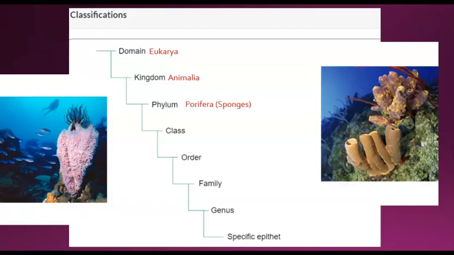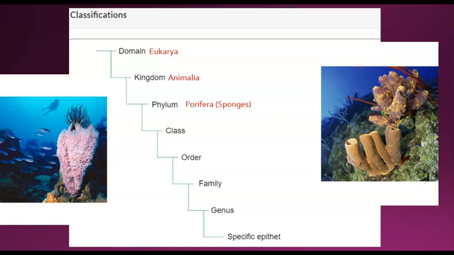So the first phylum that we're going to discuss in the animal kingdom is phylum Porifera. These are the sponges. You might not guess that a sponge is an animal, but in fact a sponge is just as much of an animal as you, or a butterfly, or a tiger. But what makes a sponge an animal? Well, like all animals, sponges are multicellular and heterotrophic.